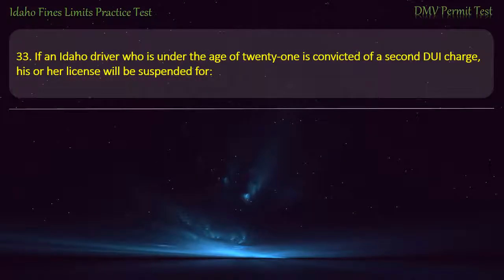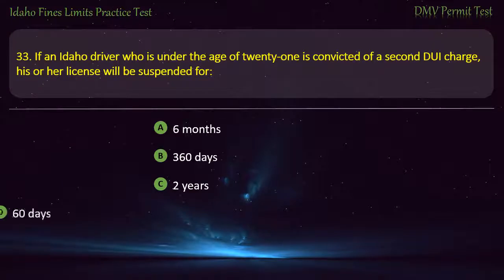Question 33. If an Idaho driver who is under the age of 21 is convicted of a second DUI charge, his or her license will be suspended for 6 months, 360 days, 2 years, 60 days. Answer: 2 years.